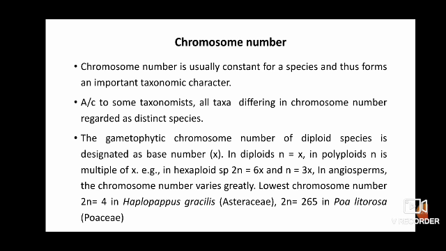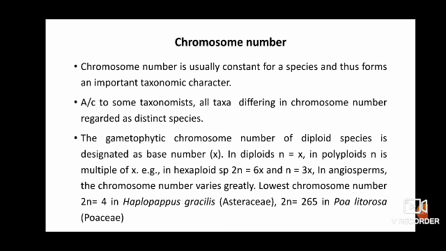Now coming to the chromosome number. Chromosome number is usually constant for a species, and so it forms an important taxonomic character. According to some taxonomists, all taxa differing in chromosome number are to be regarded as distinct species. The gametophytic chromosome number of diploid species is designated as base number x. In diploids, n is equal to x. In polyploids, n is a multiple of x. Example, in hexaploid species, 2n is equal to 6x and n is equal to 3x.